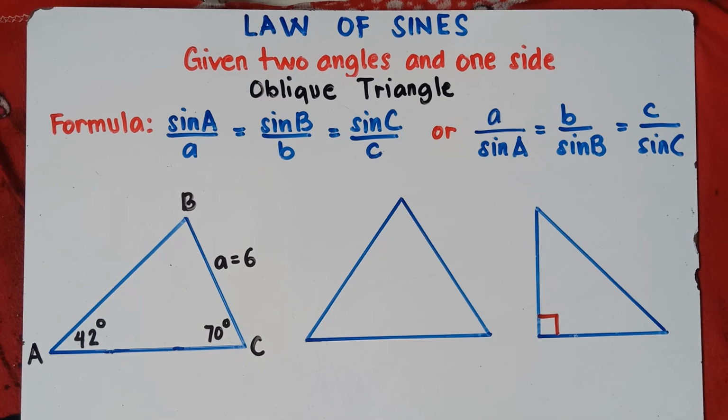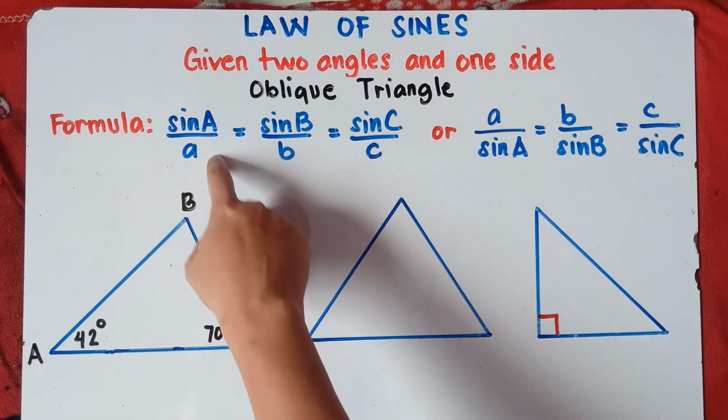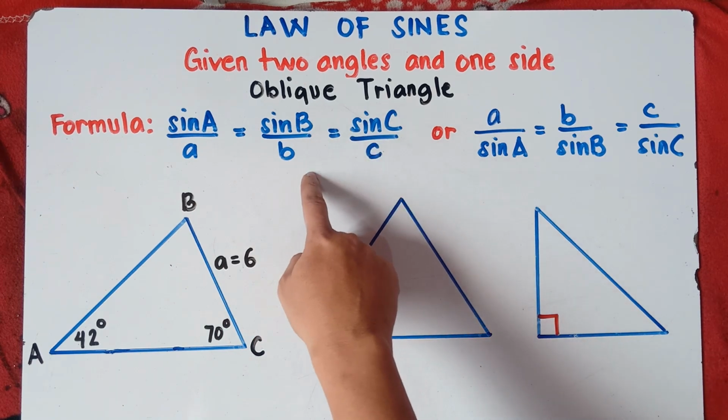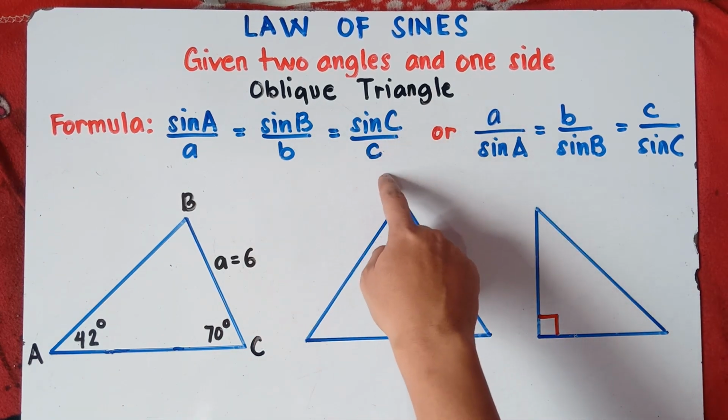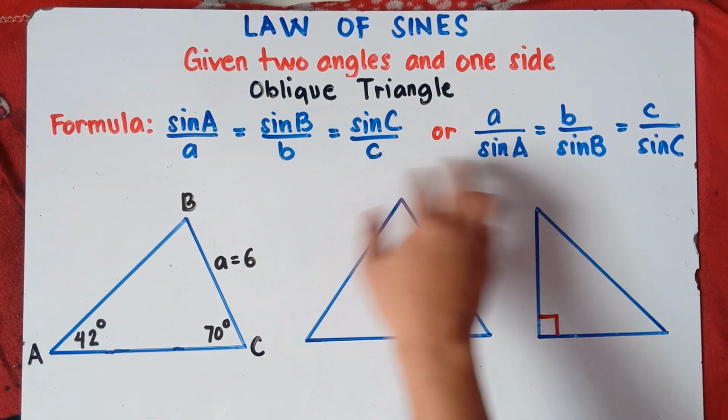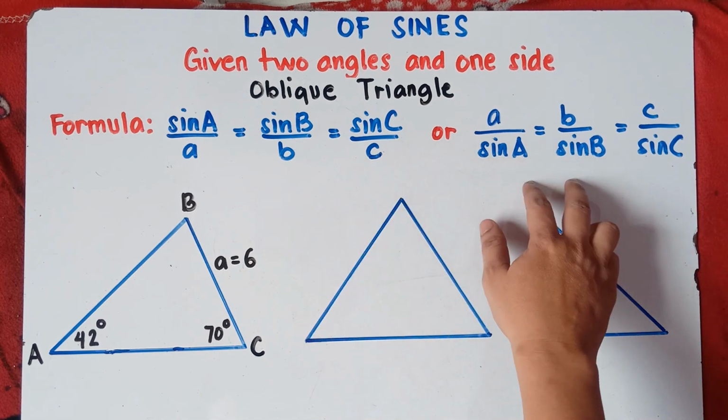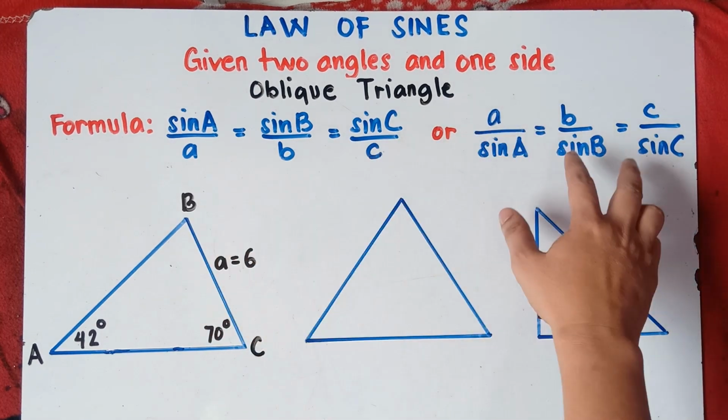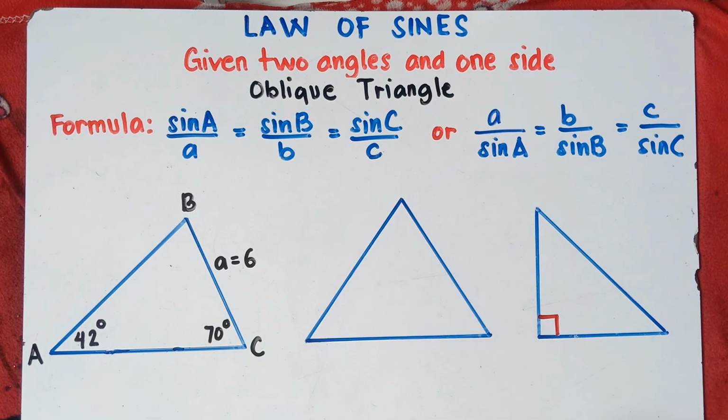Now for the sine law, class, this will be the formula: sine A over a equals sine B over b equals sine C over c, or you can have this other formula. They will have the same answer, class. It's either of the two. Now, for the law of sines, we can only apply this if the triangle is an oblique triangle.